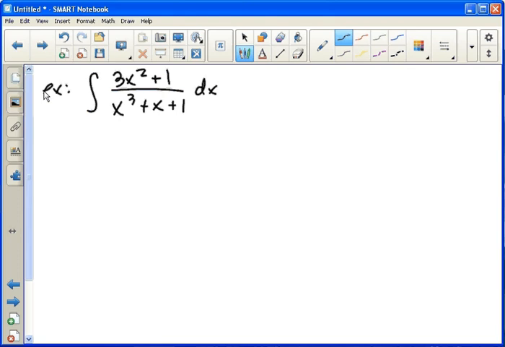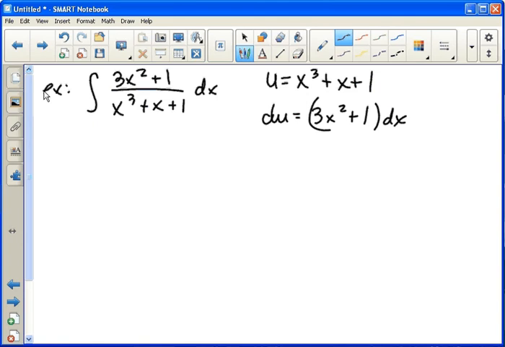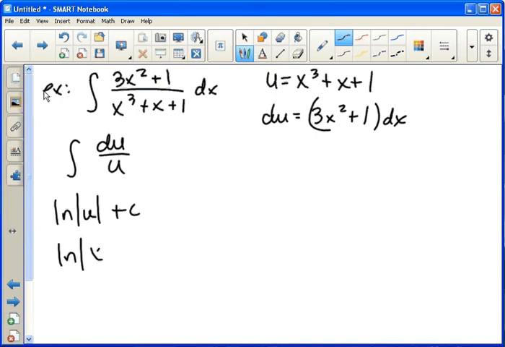Again, choose your denominator as u. The derivative of that would be 3x squared plus 1 dx, which matches our top exactly. Just gives us du over u. The rule for that is the natural log of the absolute value of u plus c. So we get the natural log of the absolute value of x cubed plus x plus 1 plus c.